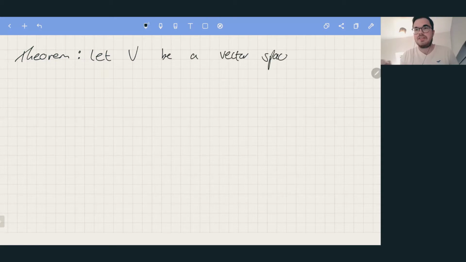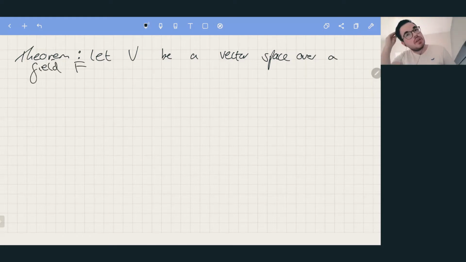Common examples of vector spaces are R2, R3, complex numbers, the real numbers, things like that, over a field F. The field is where we take our scalars from. For example, that could be the real numbers, the complex numbers, the rational numbers, or even integers or natural numbers. But most likely we're going to be looking over R or C usually.